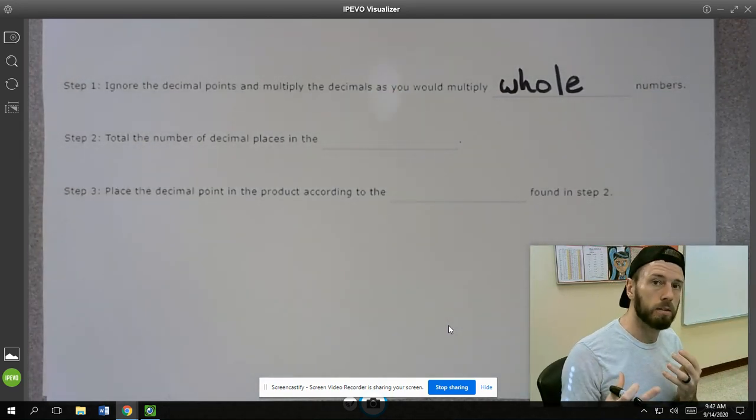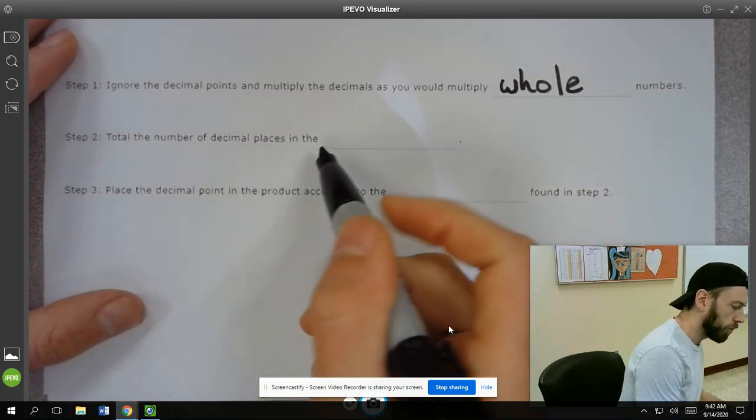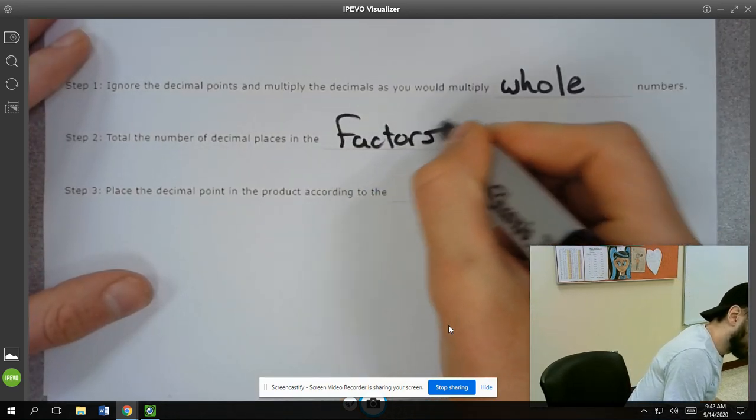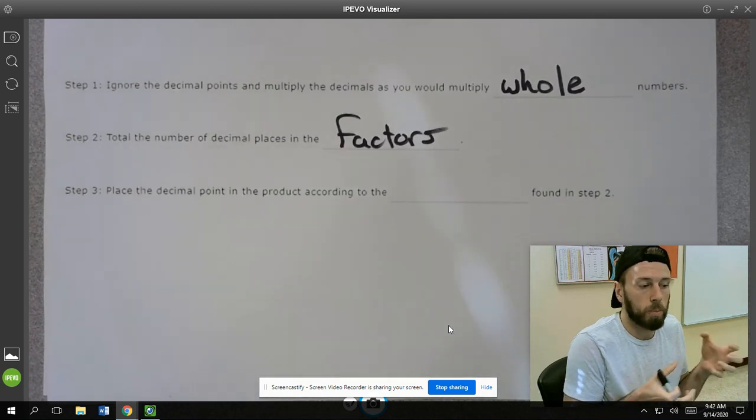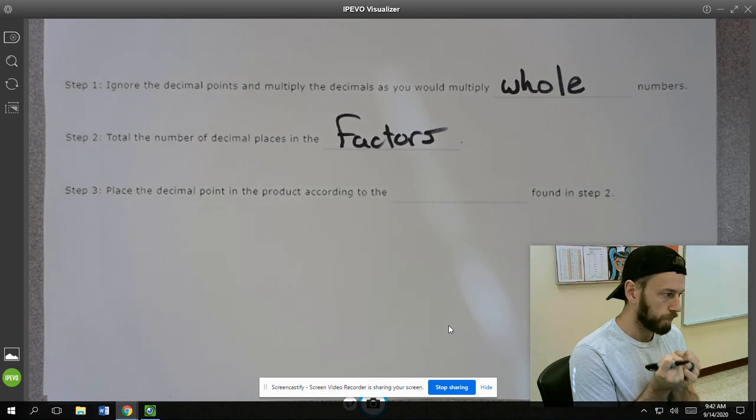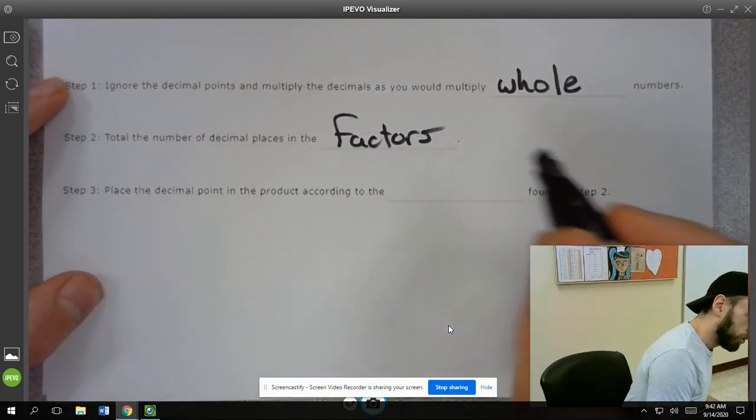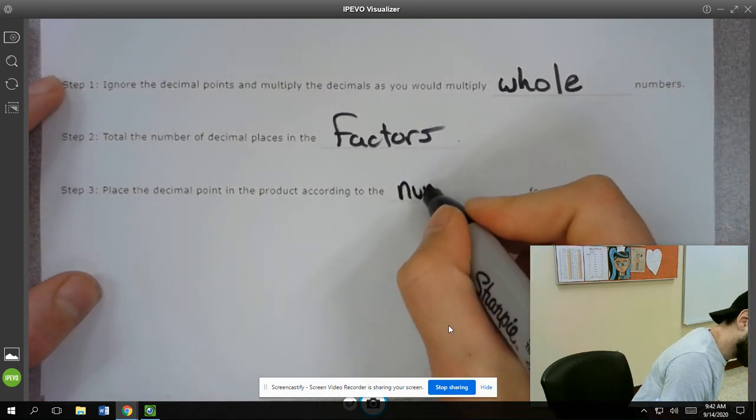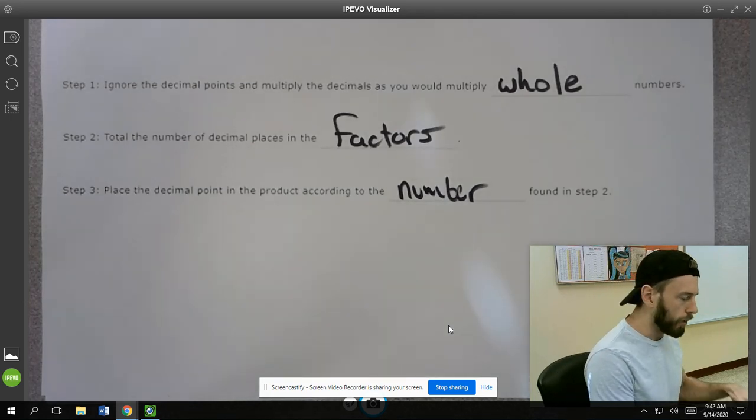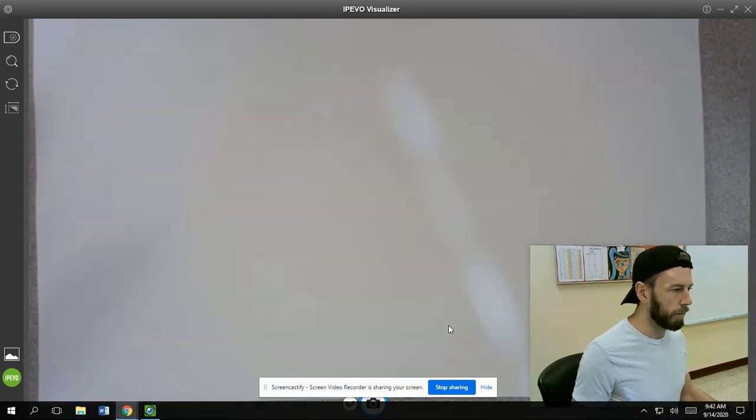After that is where we need to apply the decimal rule. Step two: total the number of decimal places in the factors, which are the numbers that you're multiplying together. So you count how many decimal places there are in there together, and you get a number. After you get that, you place the decimal point in the product according to the number found in step 2. Now let's see if I can apply these rules to a problem. Let's see if we can make it make sense.